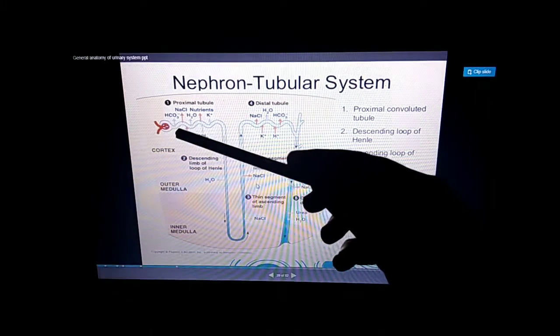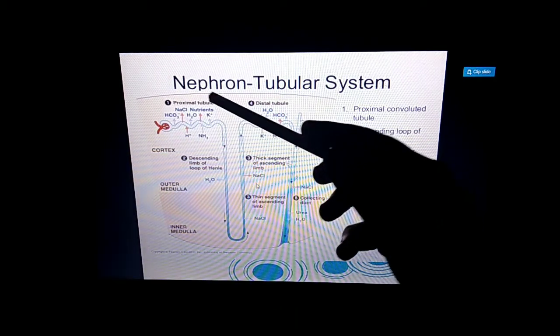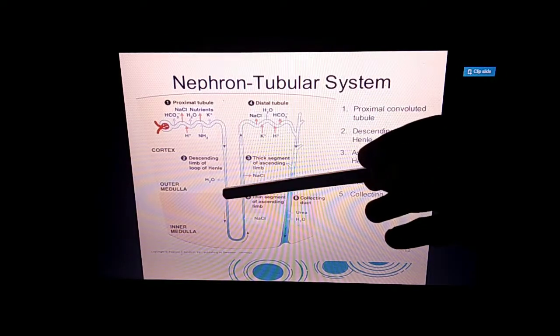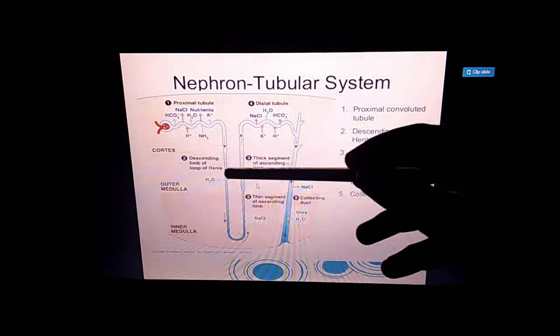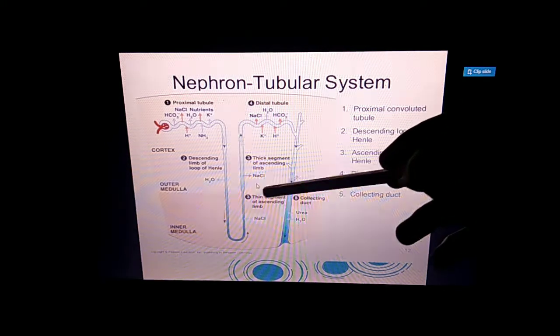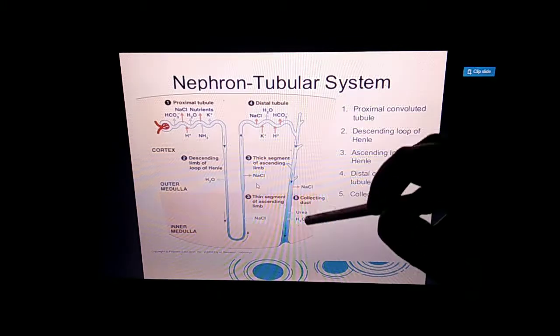This is the glomerulus. This is the Bowman capsule. Here starts the proximal tubule. Here is the descending limb of the loop of Henle. Then the thick segment of the ascending limb, the distal tubule, and this portion is the collecting duct.